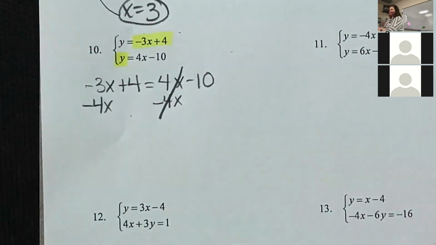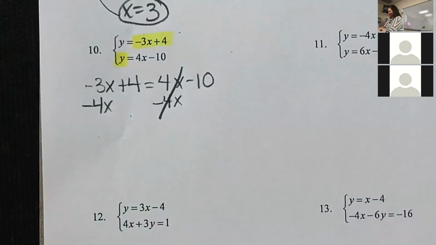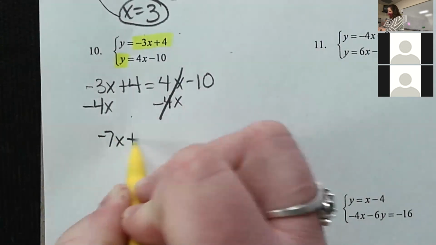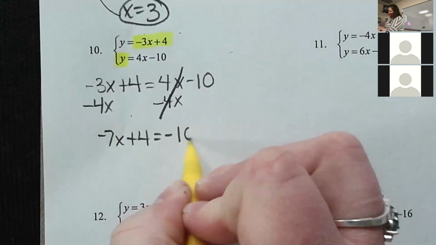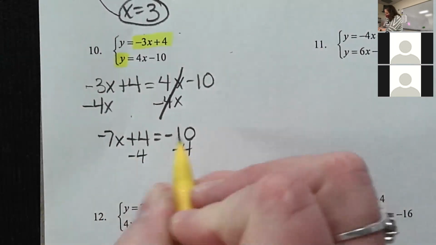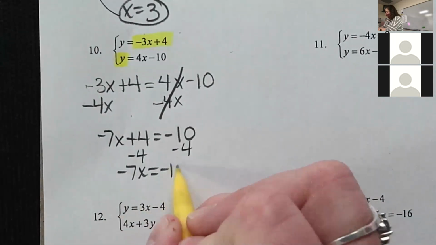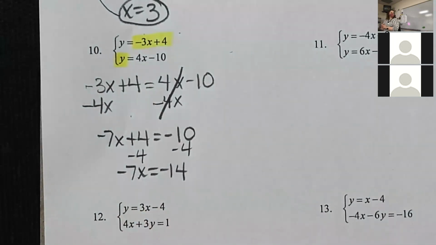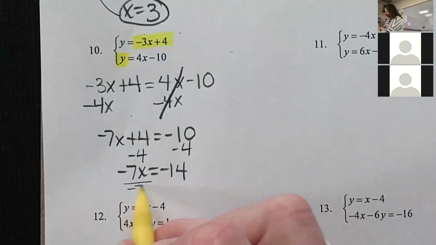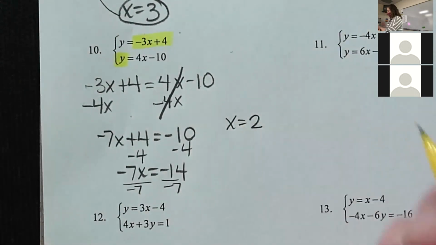What's a negative 3 minus another 4? Negative 7, thank you. Okay, so I have negative 7x plus 4 equals negative 10. Now what? Subtract 4. What's negative 10 minus another 4? Negative 14. Now what? Divide by negative 7. And what does that end up being? Positive 2. Good. Love it.